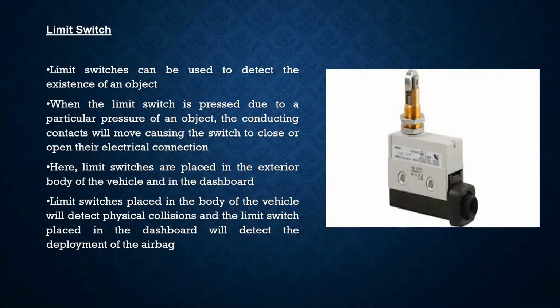And at last we have the limit switch, which can be used to detect the existence of an object. When the limit switch is pressed due to an object, the conducting contacts will move, which makes the switch close or open the electrical connection, depending on the current situation. In this scenario, we will be using 7 limit switches. 6 will be placed in the vehicle's body, 3 in the front and 3 in the back, and 1 will be placed in the dashboard, which will be pressed when the airbags are deployed.